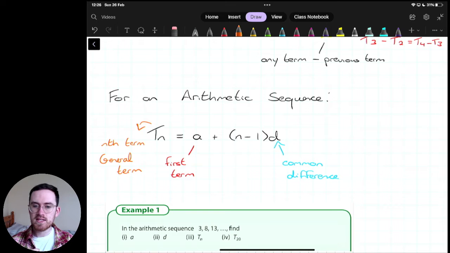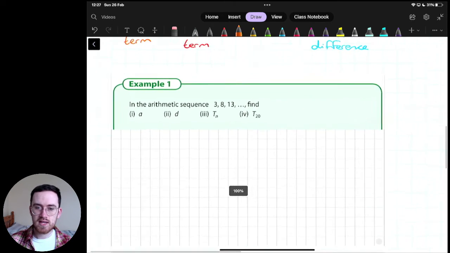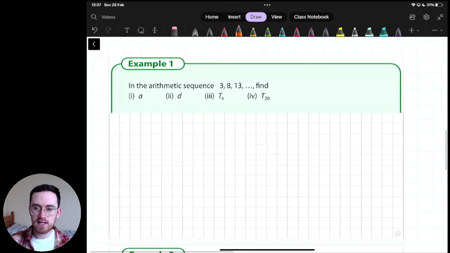What's important with this is that this is your general formula for finding Tn. It's nearly like a recipe to find Tn for specific sequences. And obviously when we use different values of A and D, we get a different overall answer. The answer we get is Tn for the particular sequence that we're looking at. We can see how that works in this example here. In an arithmetic sequence, 3, 8, 13, find A, D, Tn, and T20. So let's have a look.